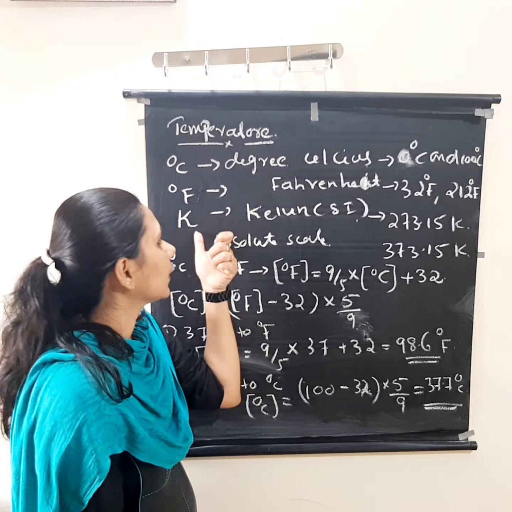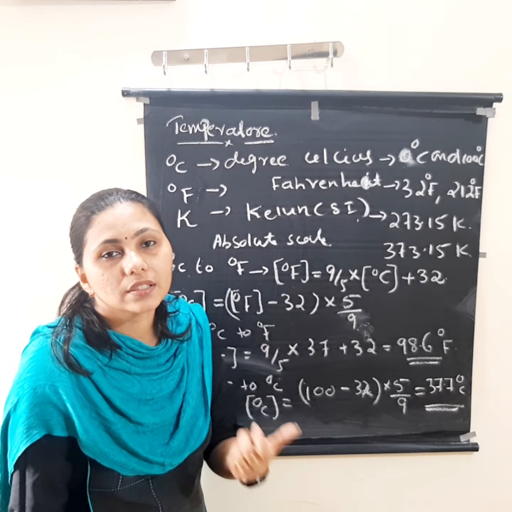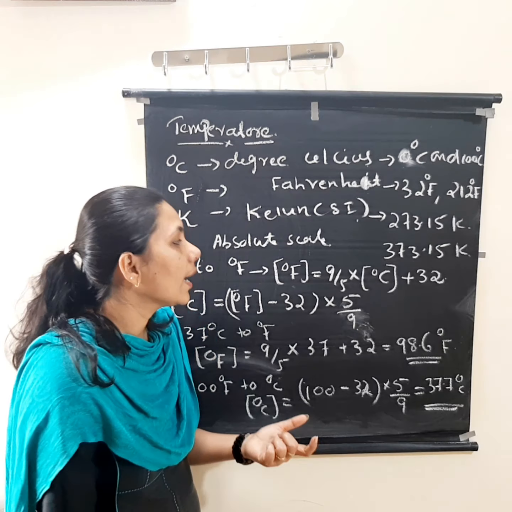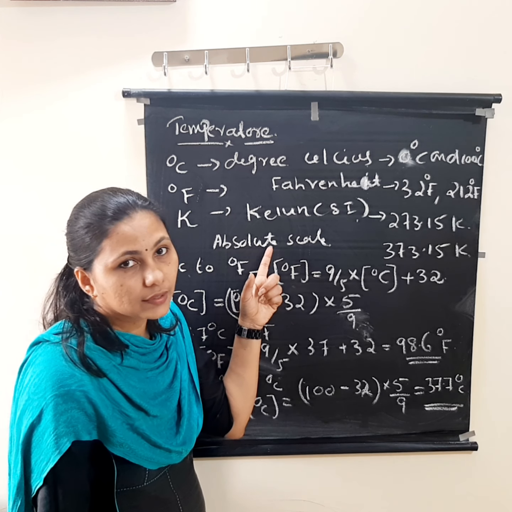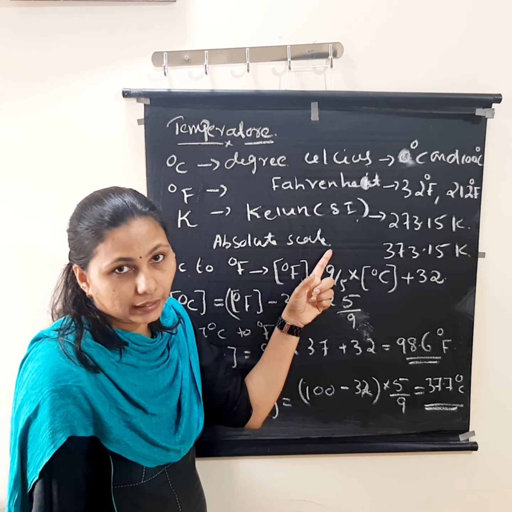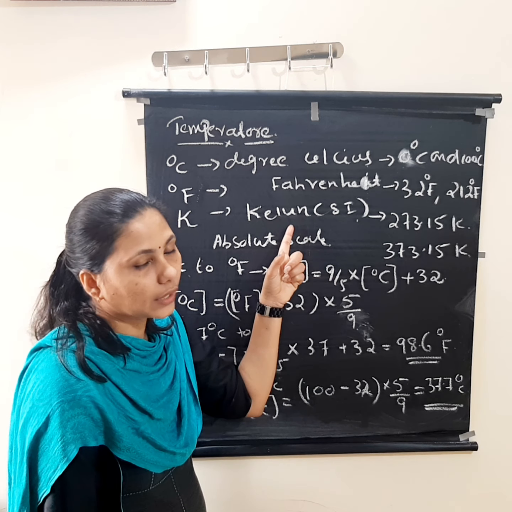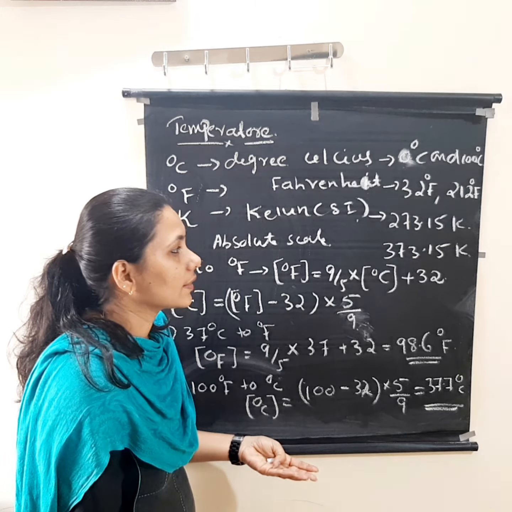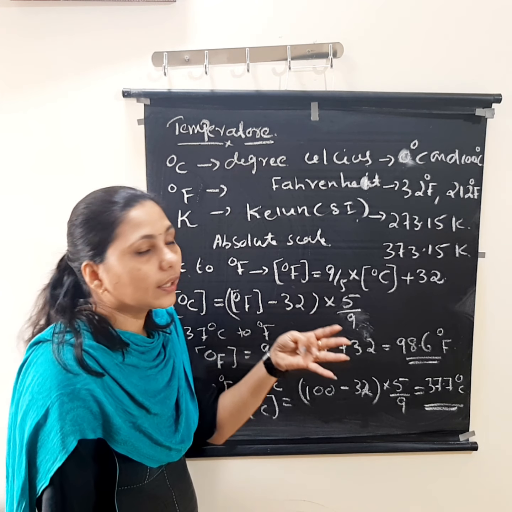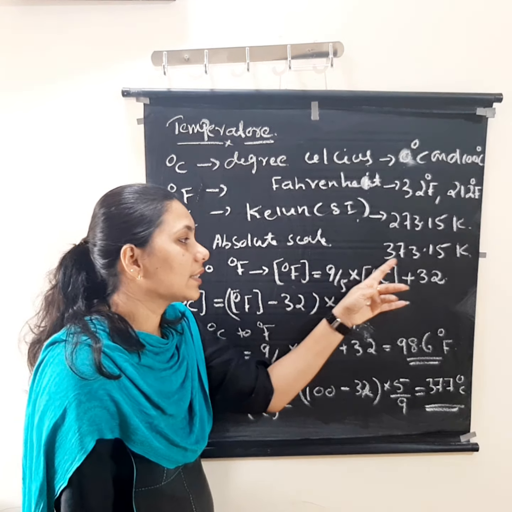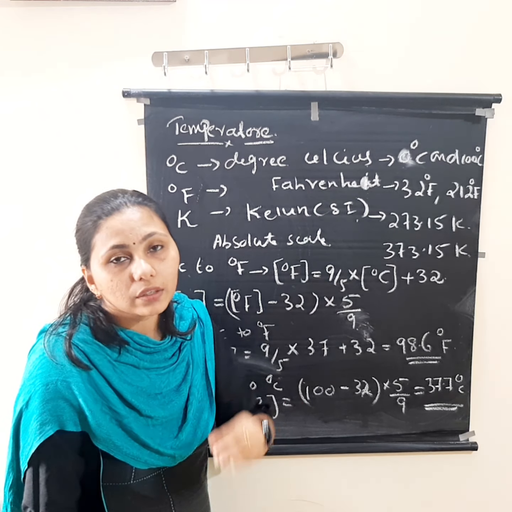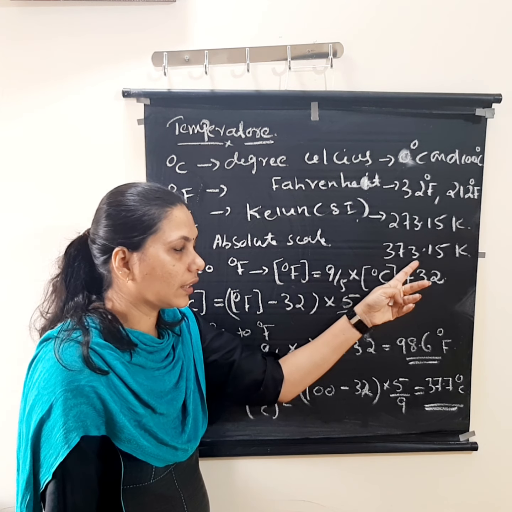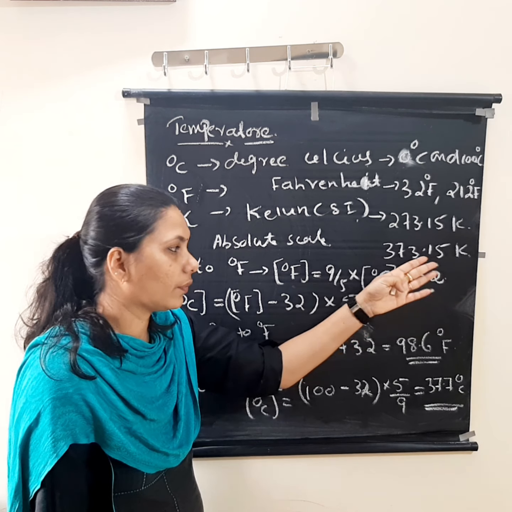Okay. Then the Kelvin scale. In the Kelvin scale, the lowest temperature is 0 Kelvin, and it is also known as the absolute scale. It considers the boiling point of water as 373.15 Kelvin. We can approximately take it as 373 Kelvin. No need of writing .15.